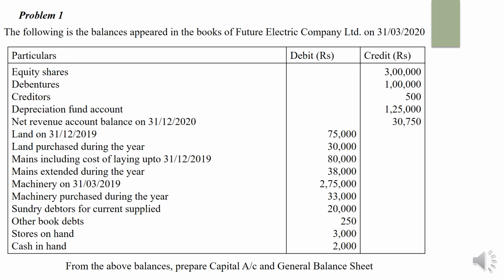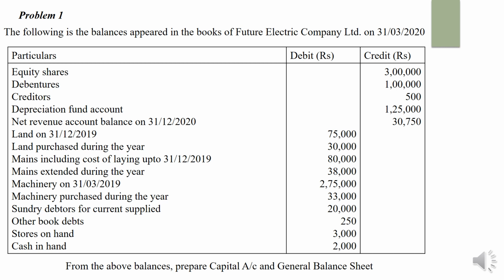of course the total amount. Okay, so mains including cost of laying up to 31st/12/2019, it's a capital expenditure, goes to the capital account expenditure side. Then mains extended during the year goes to the next column of the same capital expenditure account. So mains up to the beginning of the current year is 80,000. Next column, purchased during the year 38,000. Machinery, of course, same, up to the beginning of the current year 2,75,000, again it's a capital expenditure, and purchased during the year it is 33,000.